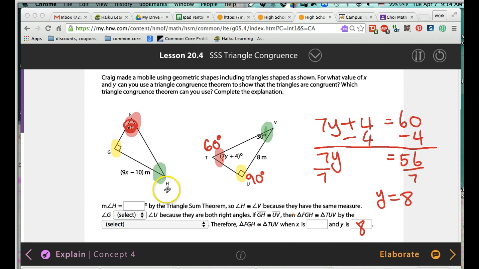So then the x is going to be, it says 9x minus 10 meters. That's this side in between the yellow and the green. That's this one right here, in between the yellow and the green. And these two sides have to measure the same. So how am I going to set that up in order to find x, guys?